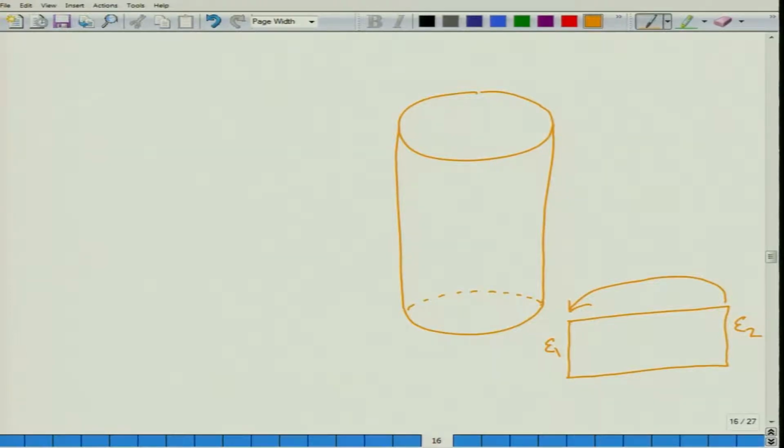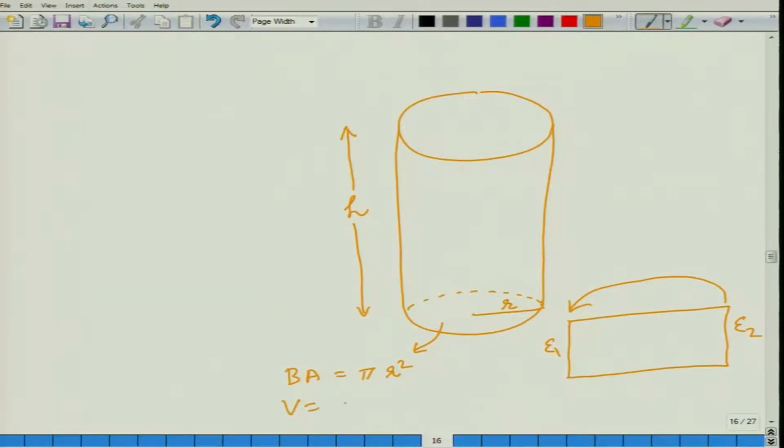The volume of a cylinder is given by the basal area. Because this is a circle, suppose it has a radius of r. So, the basal area is given by pi r square. The volume is given by multiplication of the basal area with the height of the cylinder.